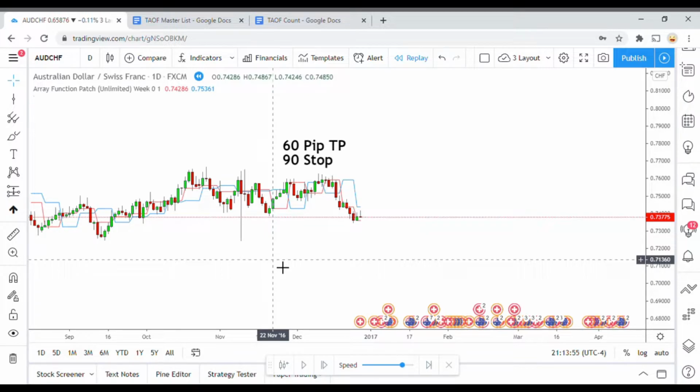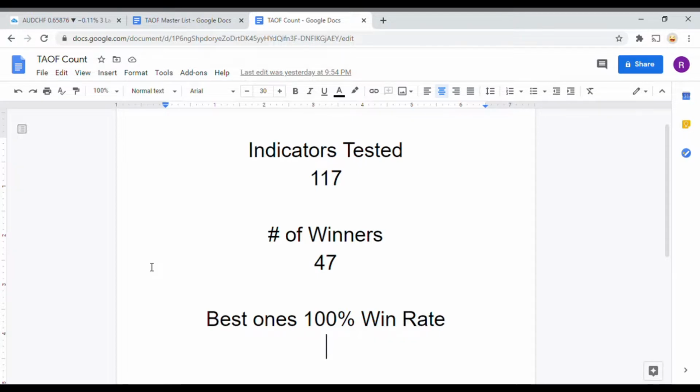Alright, as I said, today we will be testing the array function patch. But before we do, I wanted to put the indicator scoreboard up for everyone to see. So, to date, we have tested 117 indicators. And out of those 117 indicators, 47 of them have been winners, which means that they have met or exceeded the 60% win-loss ratio threshold that we have set for them. The best ones so far were able to achieve a 100% win rate.